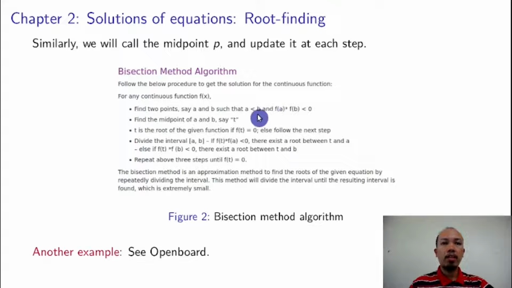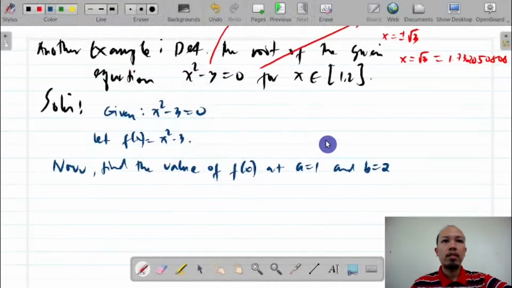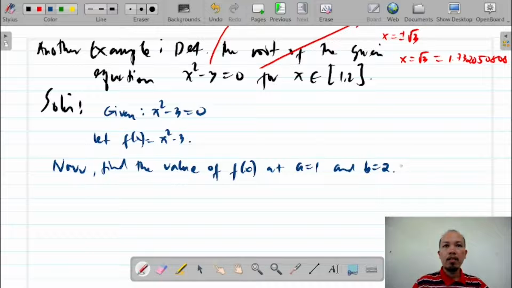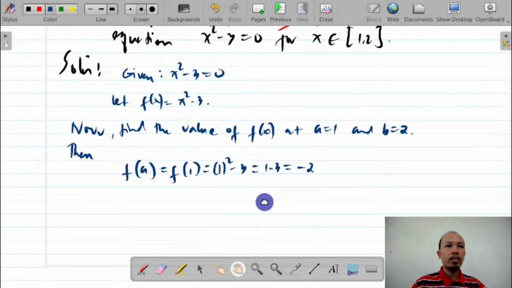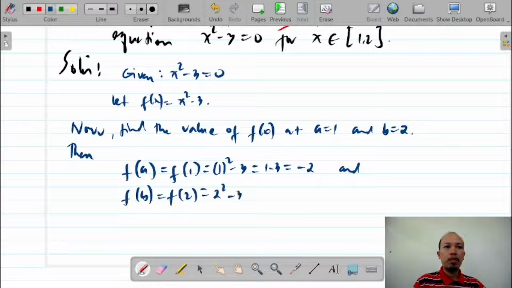So in compute, we know that 1 is less than 2. Let's compute f of a and f of b. Then f of a, which is our f of 1, where a is 1, we have 1 squared minus 3, and we know that this is 1 minus 3, which is negative 2. Our f of b, which is f of 2, we have 2 squared minus 3, so this is 4 minus 3, which is equal to 1. This is less than 0 and this is greater than 0.